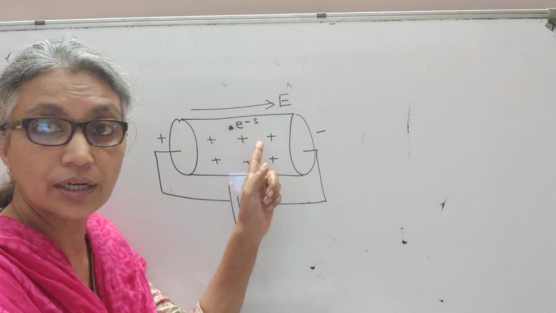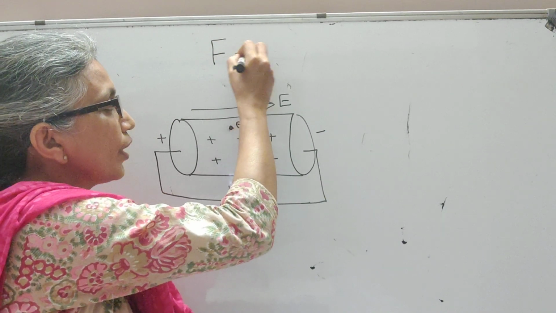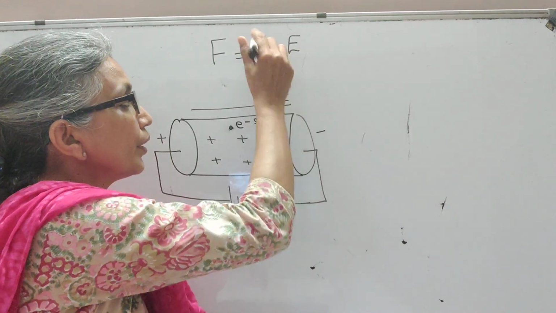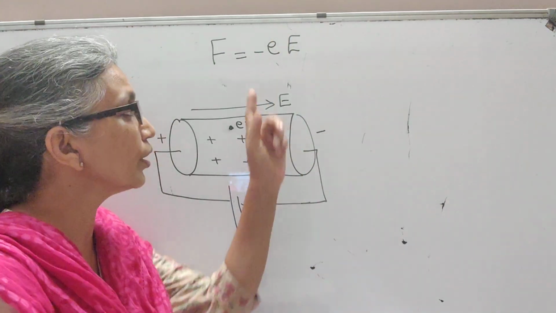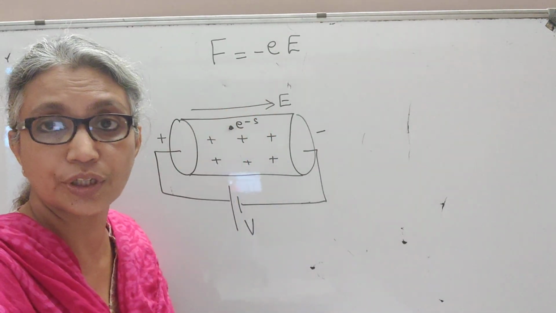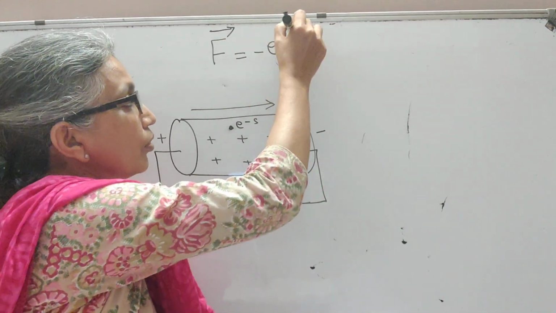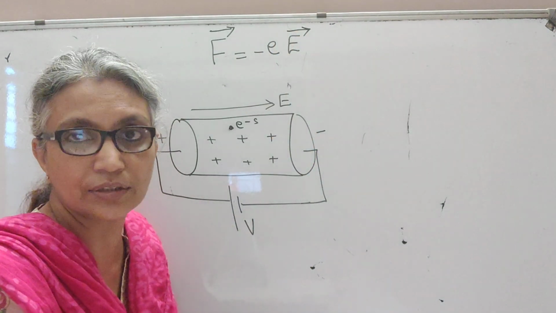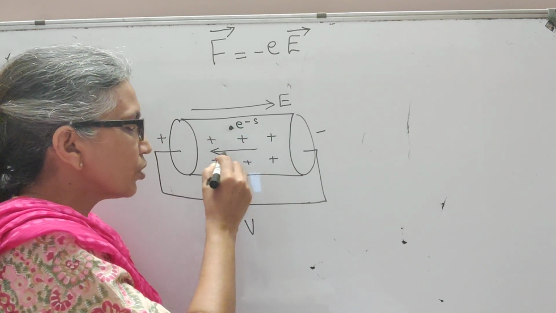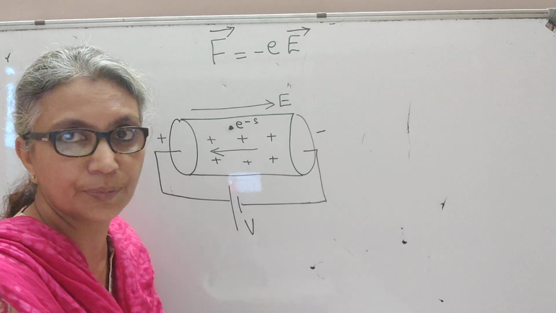So every electron is under the action of an electrostatic force, and the force experienced, as you already know from the first chapter, is given by the formula qE. Here I will replace q with minus e, because the magnitude of the charge on an electron is 1.6 × 10^-19 C, that is e, and the electron is negatively charged. I have given the negative sign to show that the force experienced by the electron will always be opposite to the direction of the electric field. So if your electric field is in this direction, all of these electrons are going to experience an electrostatic force opposite to the electric field and therefore move towards the positive terminal of the battery.